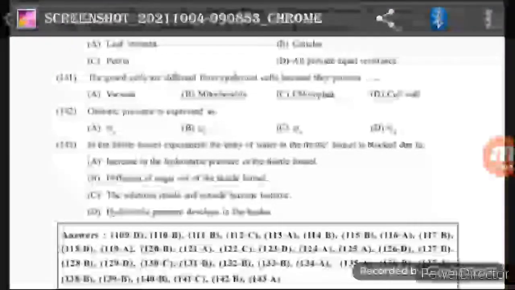In the thistle funnel experiment, the entry of water in the thistle funnel is blocked due to increase in the hydrostatic pressure in the thistle funnel, or diffusion of sugar out of the thistle funnel, or because the solution inside and outside becomes isotonic, or hydrostatic pressure develops in the beaker. So which option is correct for question number 143? You have to say.